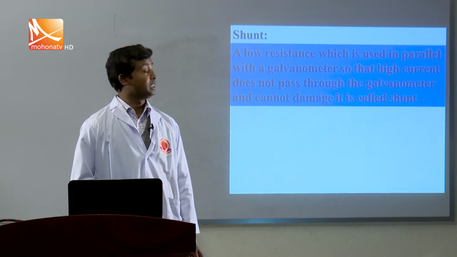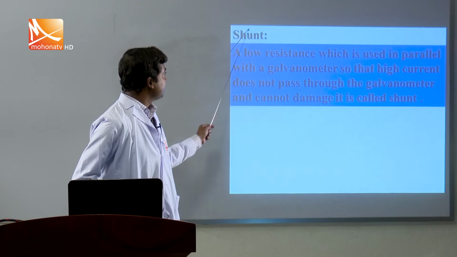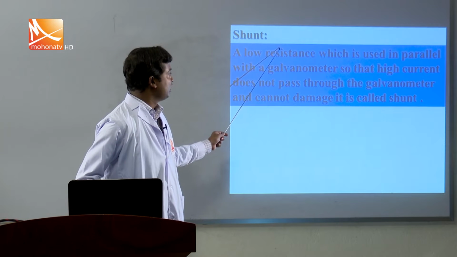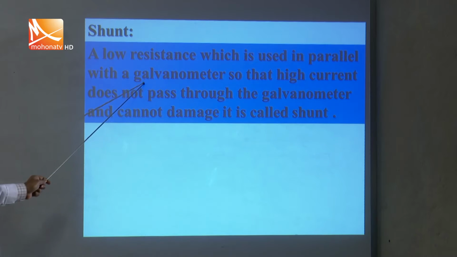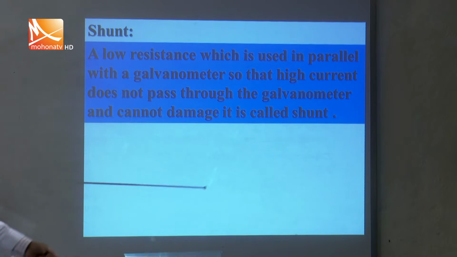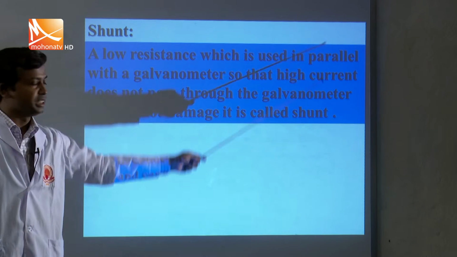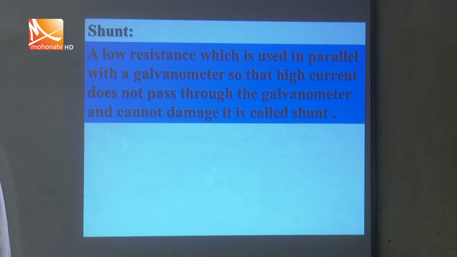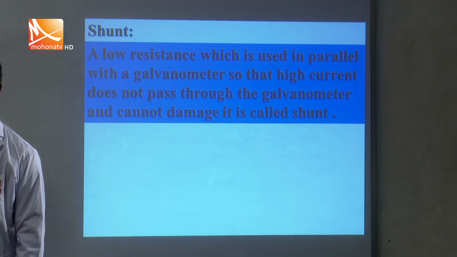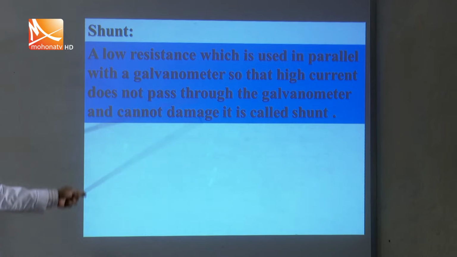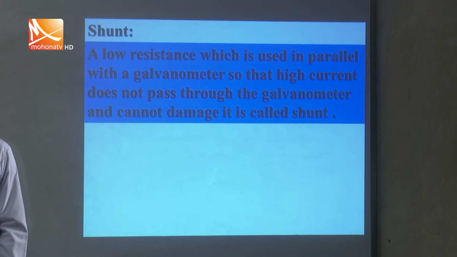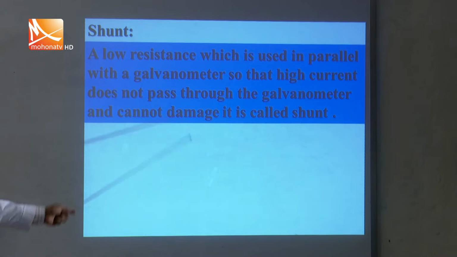From this definition, it is clear to you that a shunt is nothing but a low resistance which is used with a galvanometer so that the galvanometer cannot be damaged, and it is connected in parallel combination. So, this is also a resistance which is connected to the galvanometer. Another new thing for you is the galvanometer. Have you heard the name galvanometer? I think all of you have heard the name galvanometer.